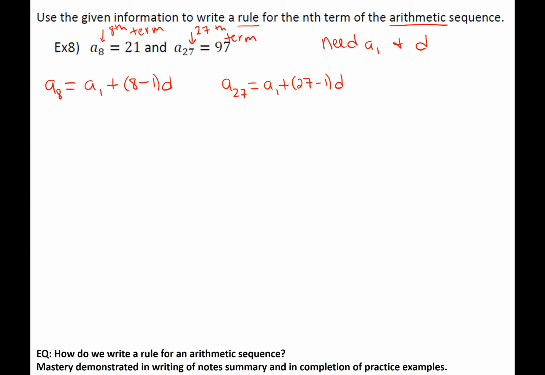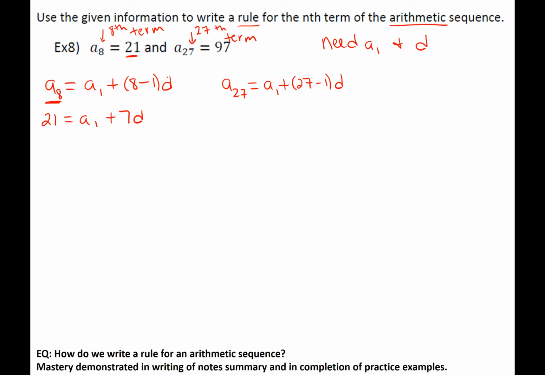One of the things I can simplify is the fact that we know that a sub 8 is 21. So I would say 21 equals a sub 1 plus 8 minus 1. I'm trying to make it harder than it is. 8 minus 1 is 7, so 7d.